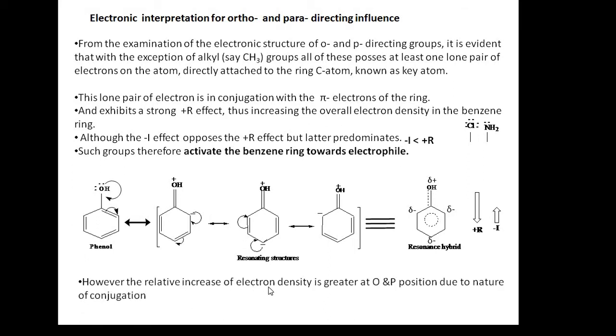However, this relative increase of electron density is greater at the ortho and para positions, which is indicated by negative charge, and not at the meta position. The meta position is neutral. That is why if it finds any species carrying a positive charge, that is an electrophile, nearby, it attracts the electrophile towards the ortho and para positions and not to the meta position, and hence in the disubstitution the electrophile enters the ortho and para positions to give a mixture of ortho and para disubstituted compounds.